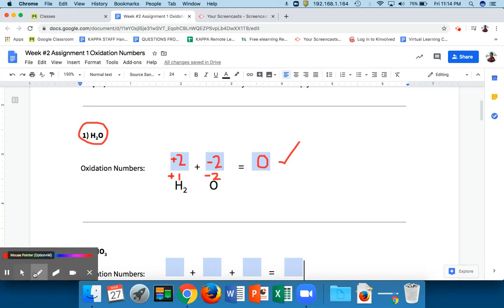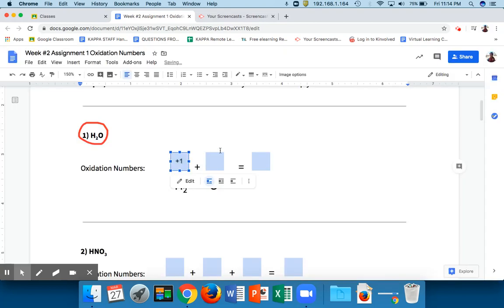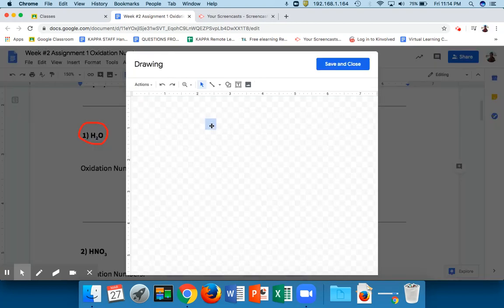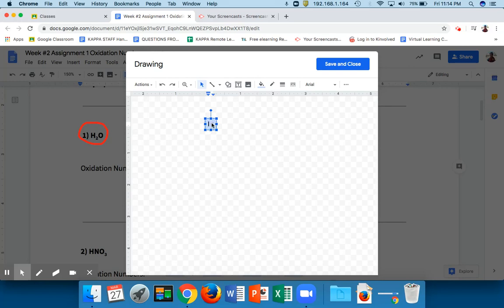When you actually go to type in your answers, you'll have to click on these blue boxes and open them up and type in your answer. So +1, -2, and 0.